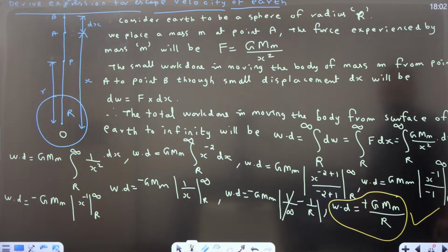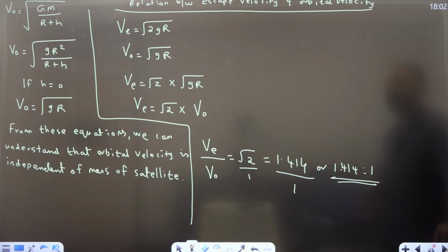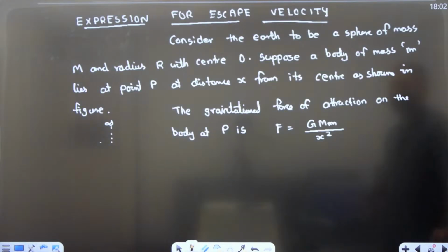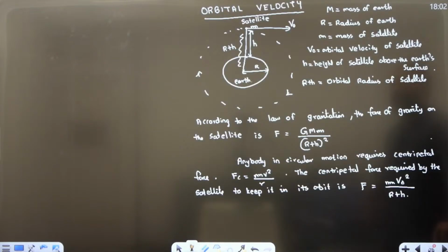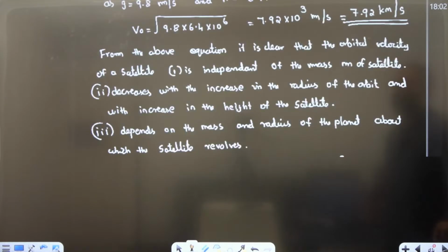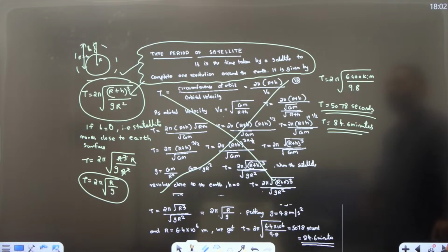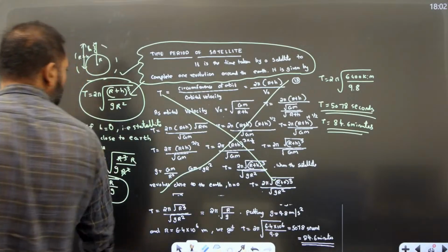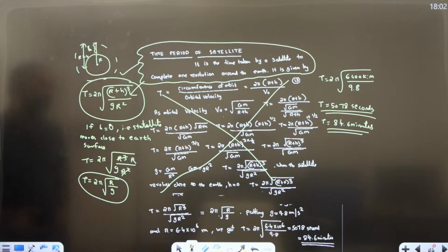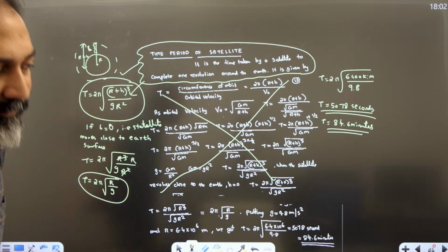Then escape velocity expression is done. Orbital velocity expression is also derived. Relation between escape velocity and orbital velocity is also done. Next, time period of a satellite. See, time period of a satellite derivation is not done. So, I am planning to do the derivation of time period of satellite. This is the next topic which I am supposed to take in the gravitation chapter.